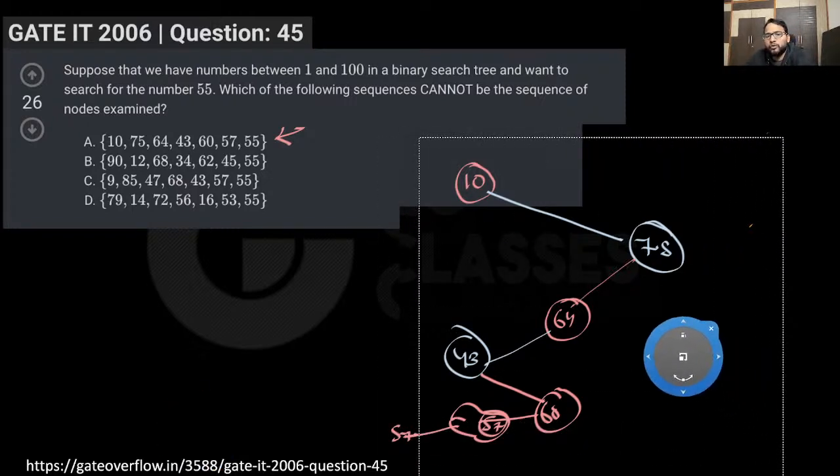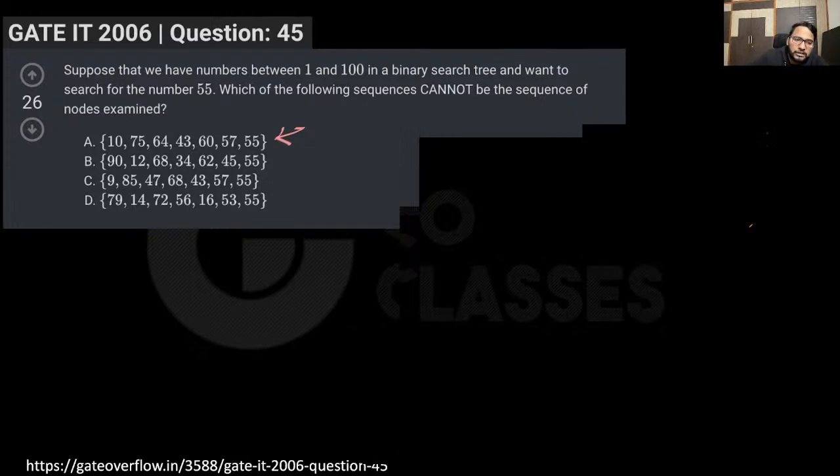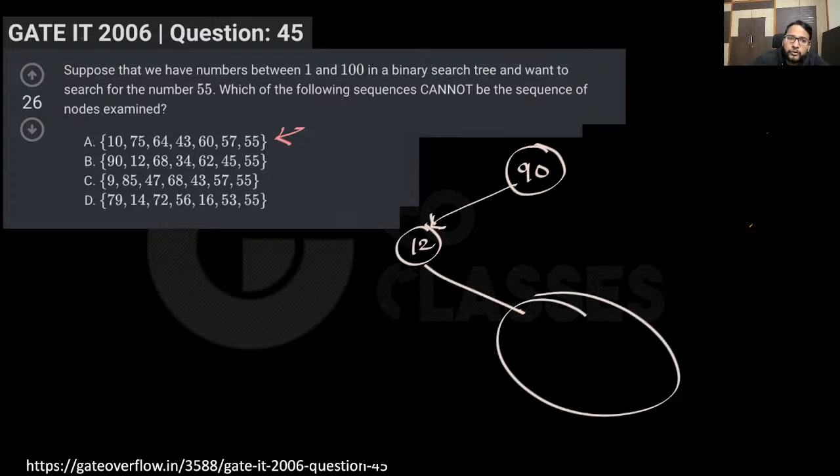Now let's just go to option number 2, which is saying that you are initially getting 90. You can get 90, that's not an issue, but now you will go to left of 90 because you are looking for 55. And then once you go to left of 90, everything should be lesser than 90. Yeah, that is lesser than 90, right? Then you get 12. That's fine, you can get 12, but now you will go to right of it and everything should be greater than 12. Yeah, everything is greater than 12, that's fine.